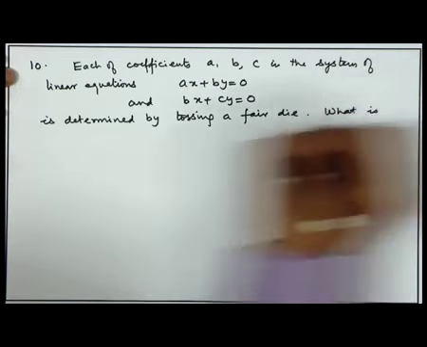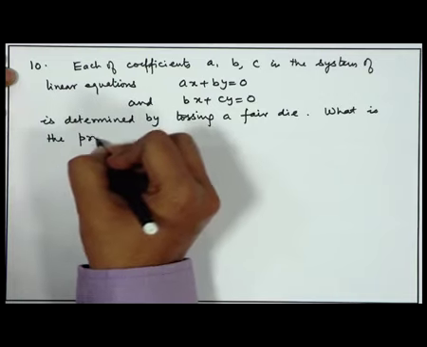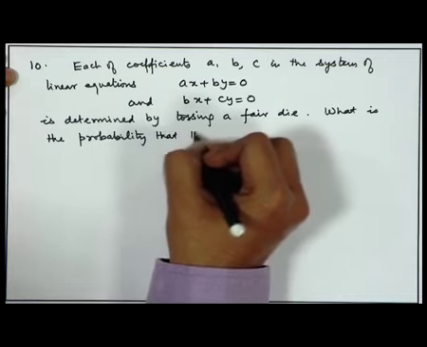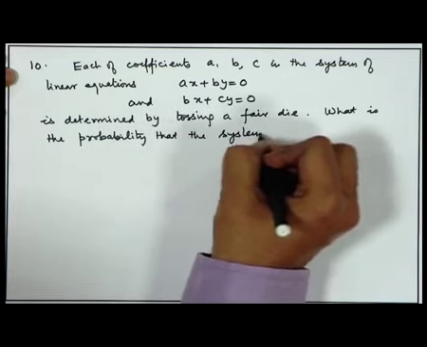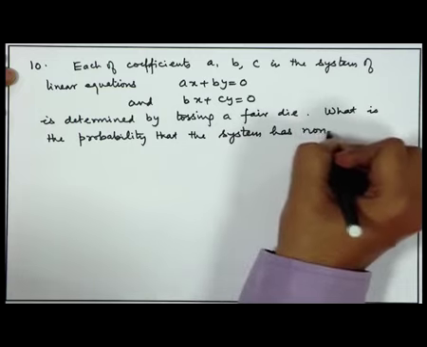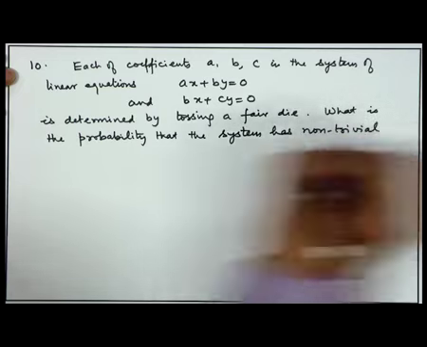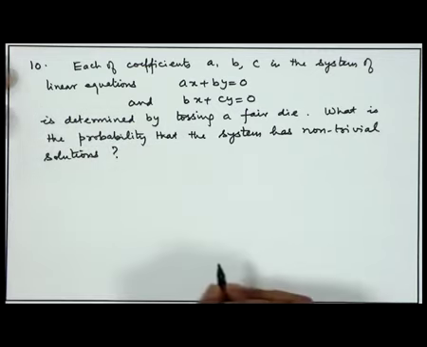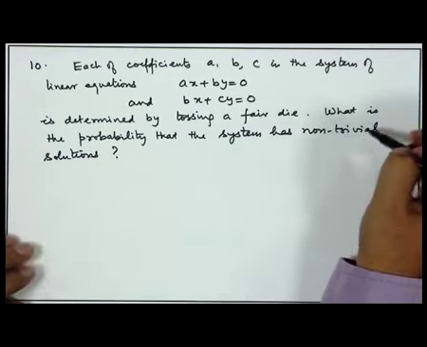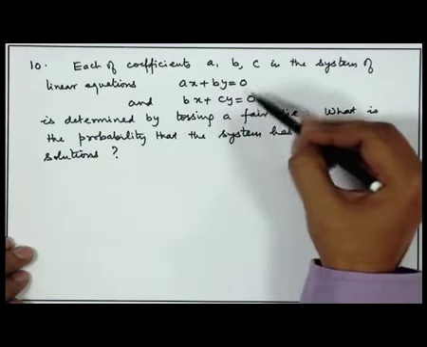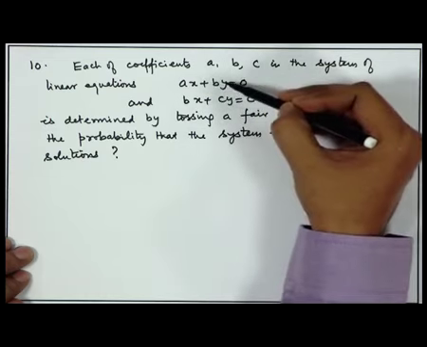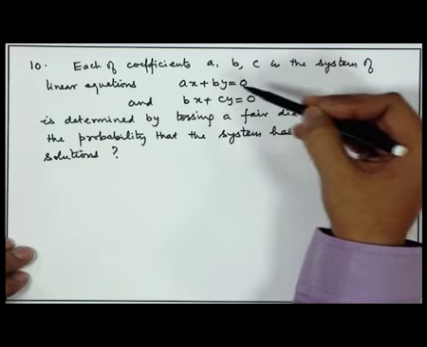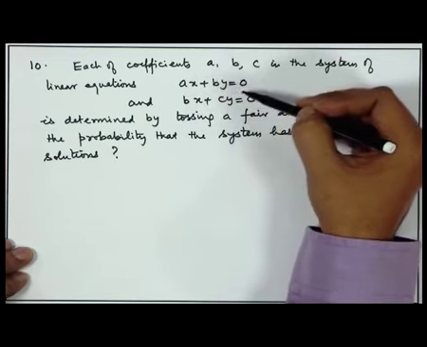What is the probability that the system has non-trivial solutions? Okay, what is the meaning of non-trivial solution? See, if we look at a homogeneous system of linear equations, then if we put x equal to 0 and y is equal to 0, then it is always a solution. So, we are looking at the solution which is having values not 0.